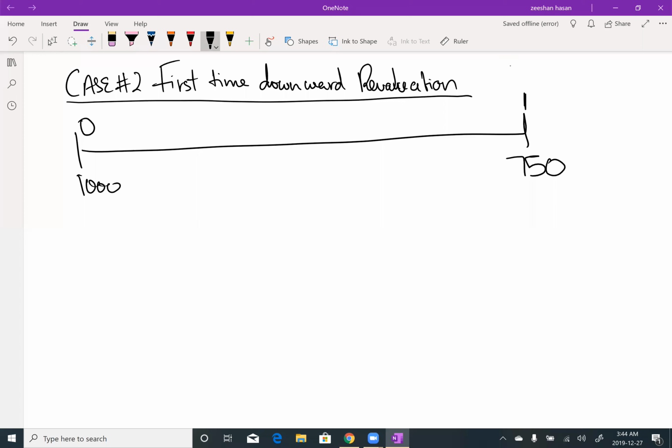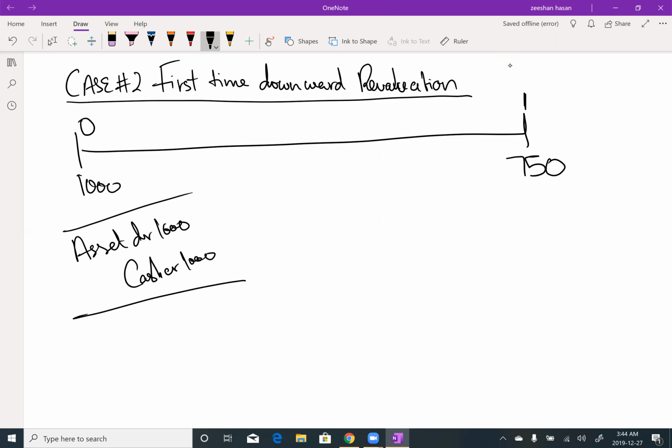Now, first-time downward revaluation. In year zero, when we get the asset for 1000, we will recognize it as asset debit 1000, cash credit 1000. Then when the value goes down by 250, asset credit 250, and then we will recognize it as an expense, P&L debit 250.